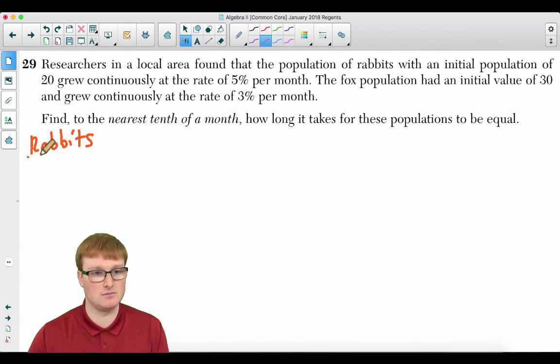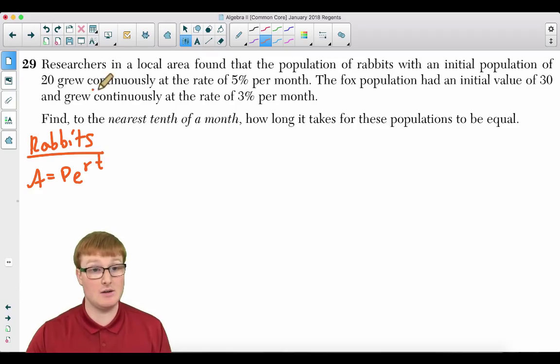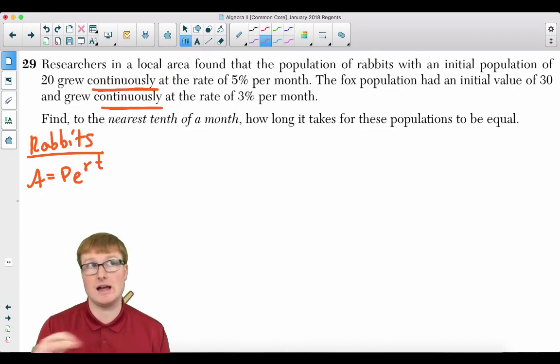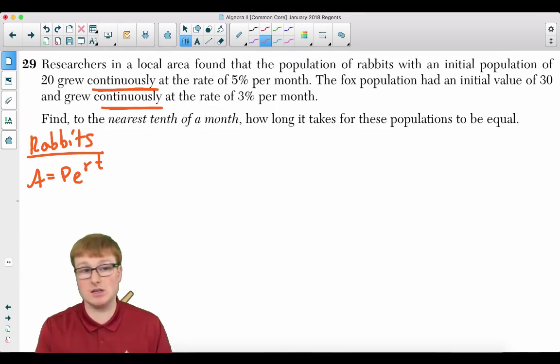Rabbits, we have A is equal to Pe raised to the rt, because I will tell you right now, it is continuously. When you hear the word continuously, you want to think of Pert. Like compounded continuously, but this is just grew continuously. So it's the Pert formula.